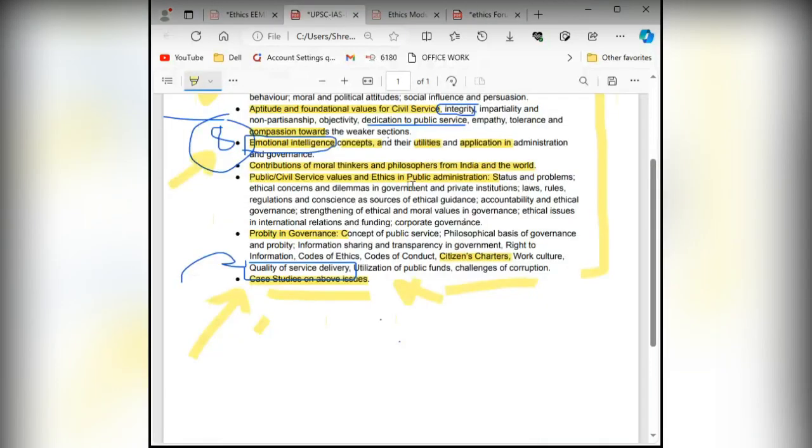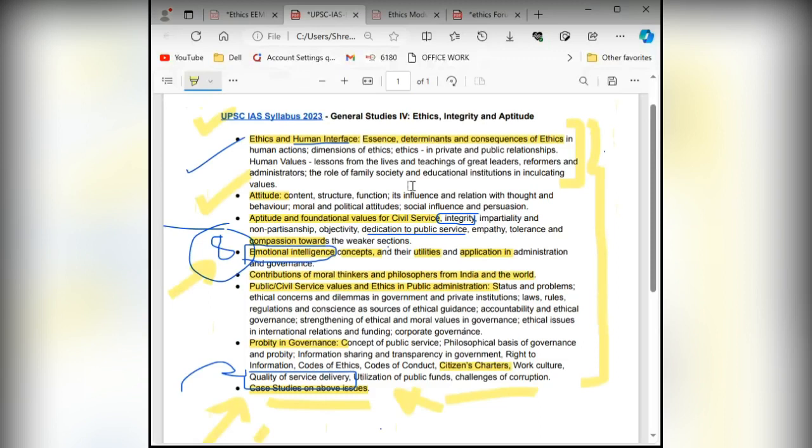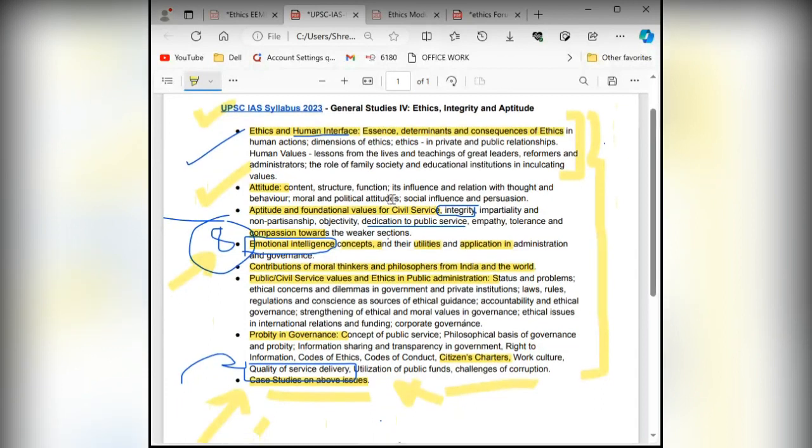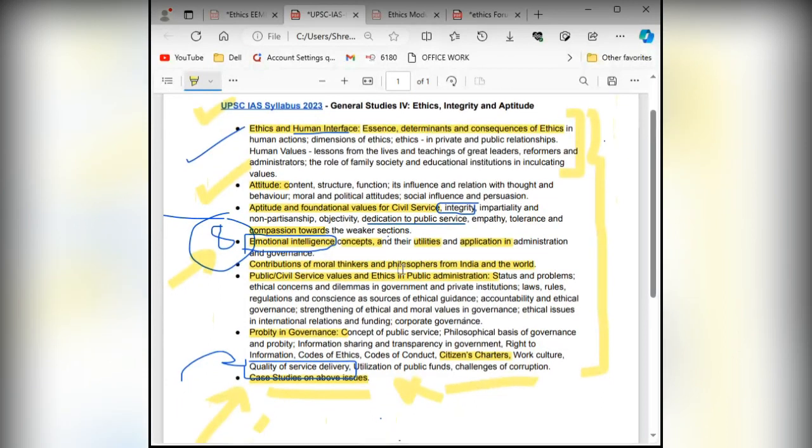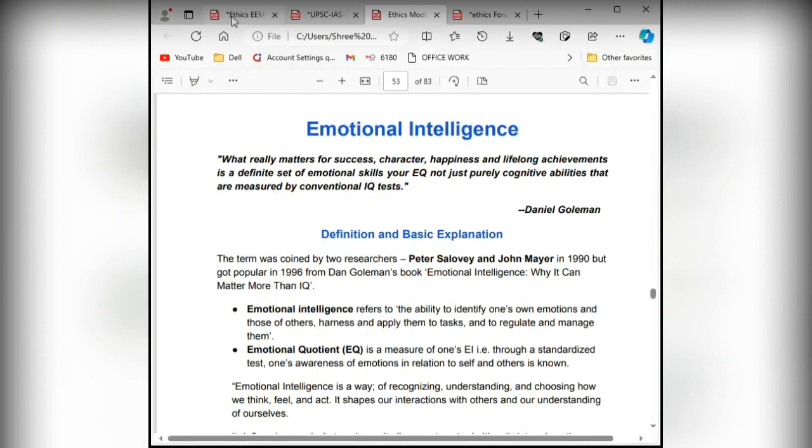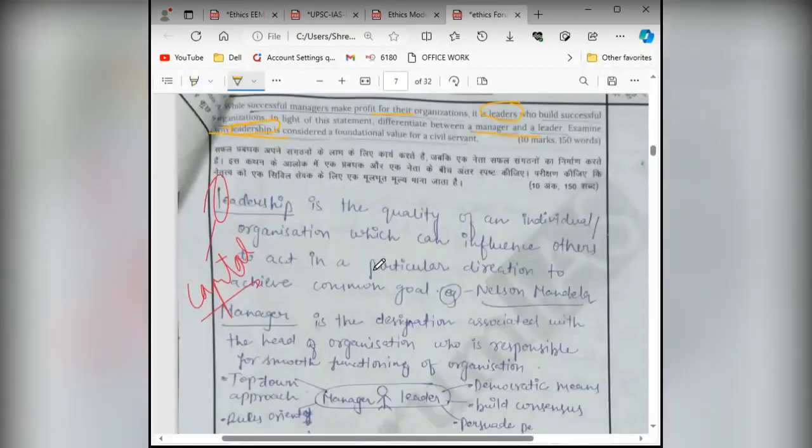So now let us go back to our syllabus. Let us find where the leadership keyword is. Okay, so the leadership keyword has been mentioned over here. Let us see where it is. Okay, it is under the aptitude and the foundational values. So now coming back to the sheet, leadership.